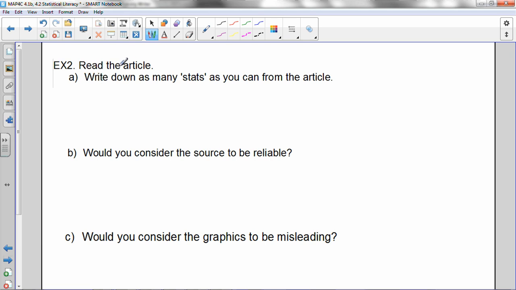Read the article. So what you should do right now, and I mean this, pause the video, read the article. If you haven't read the article yet, you should do that. Pause. No, I'm waiting for you. Pause the video, read the article.